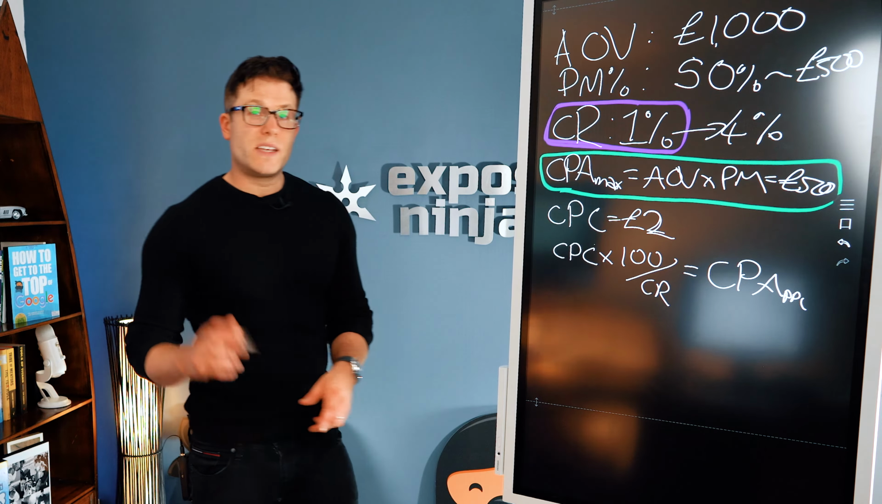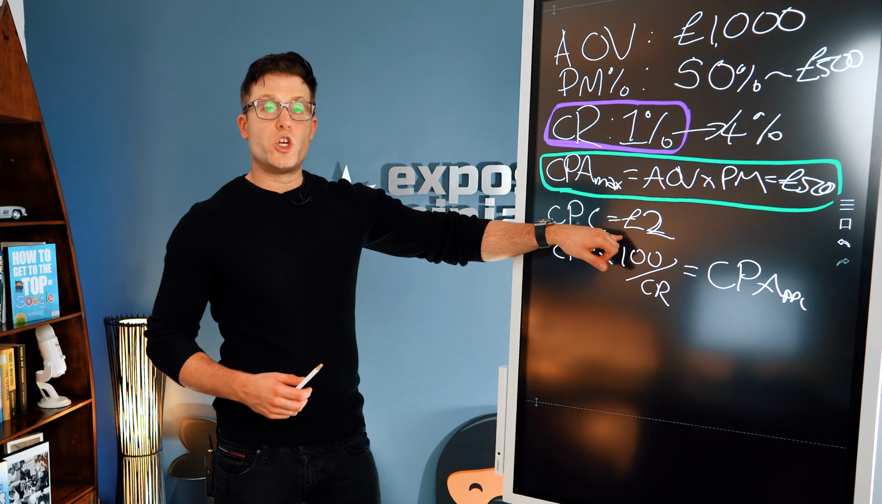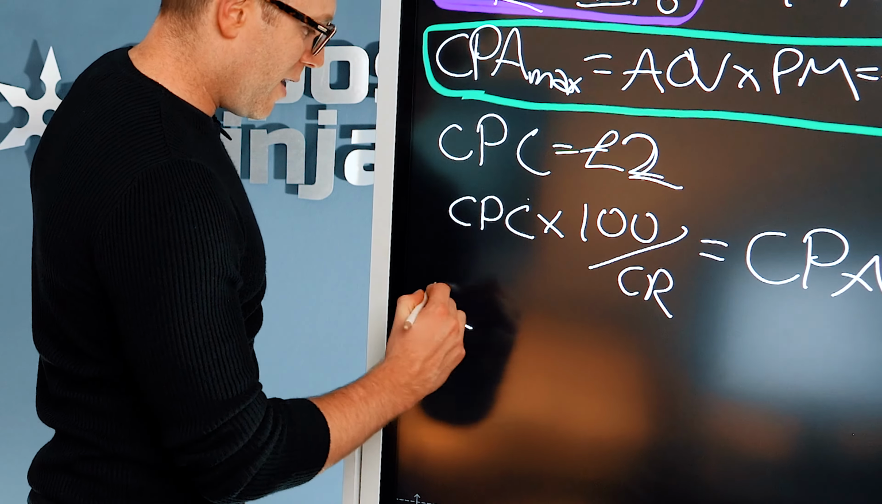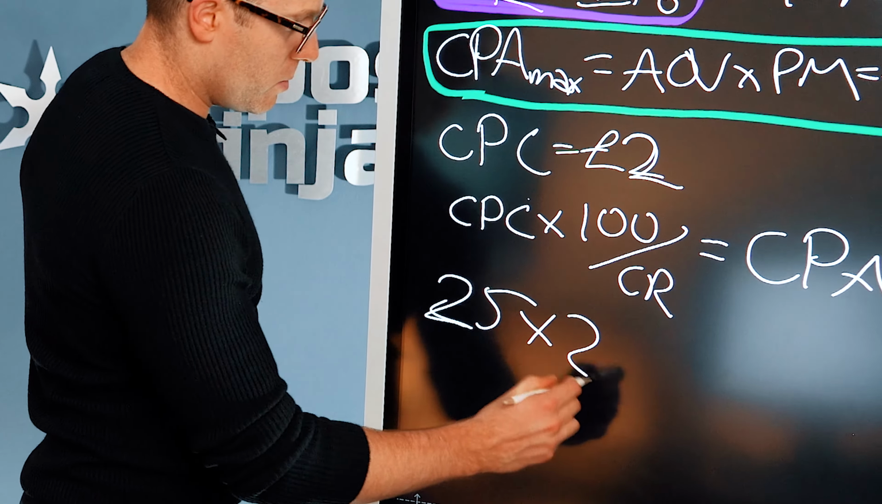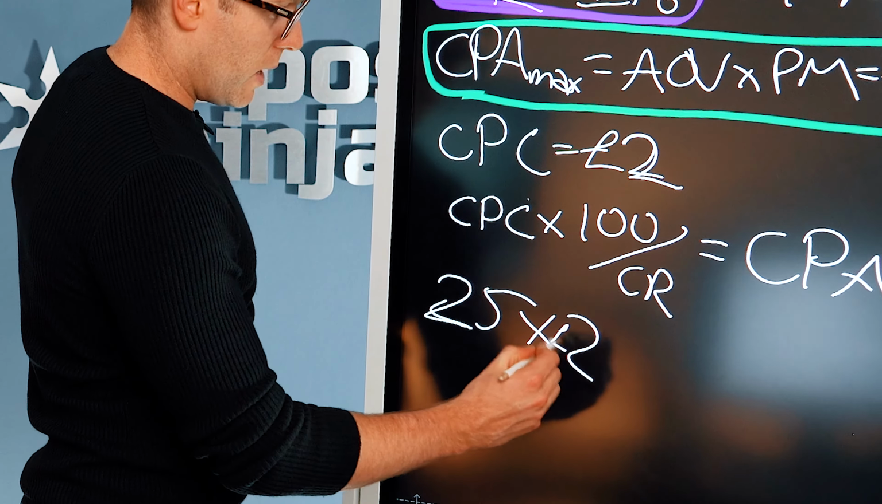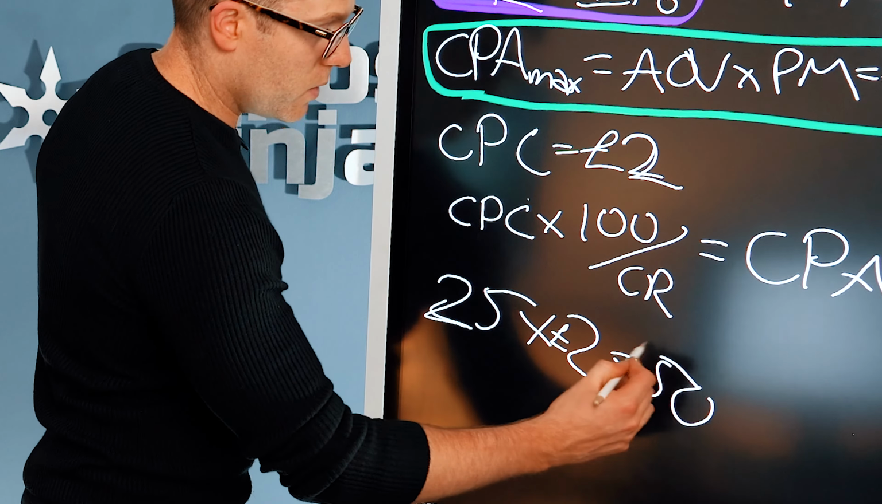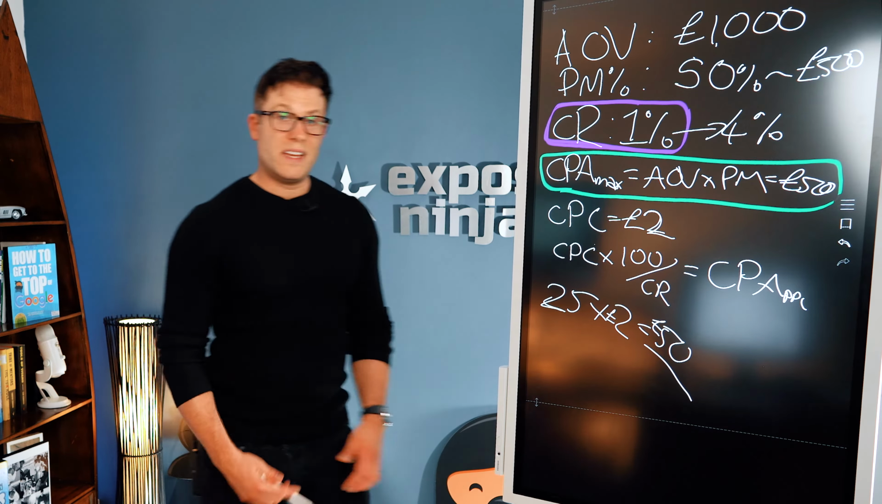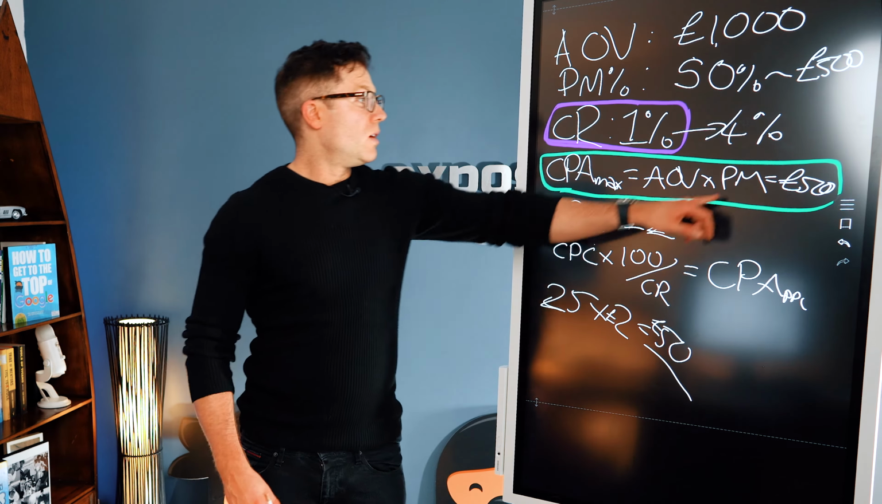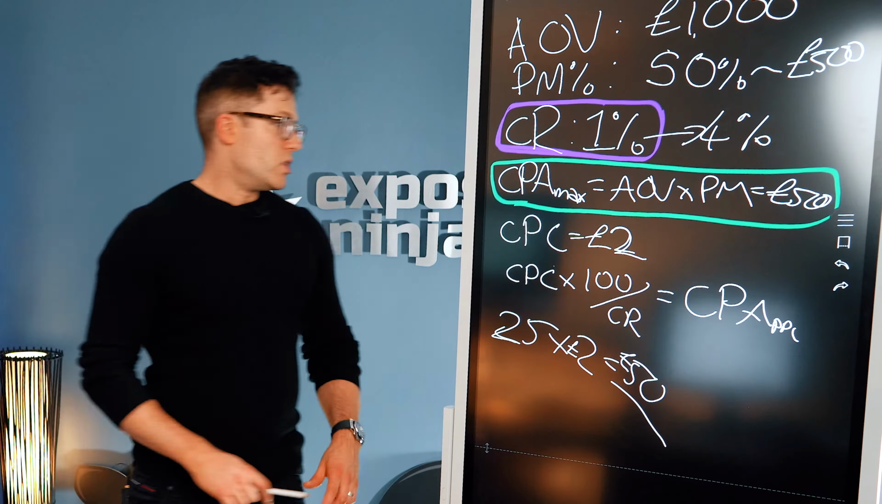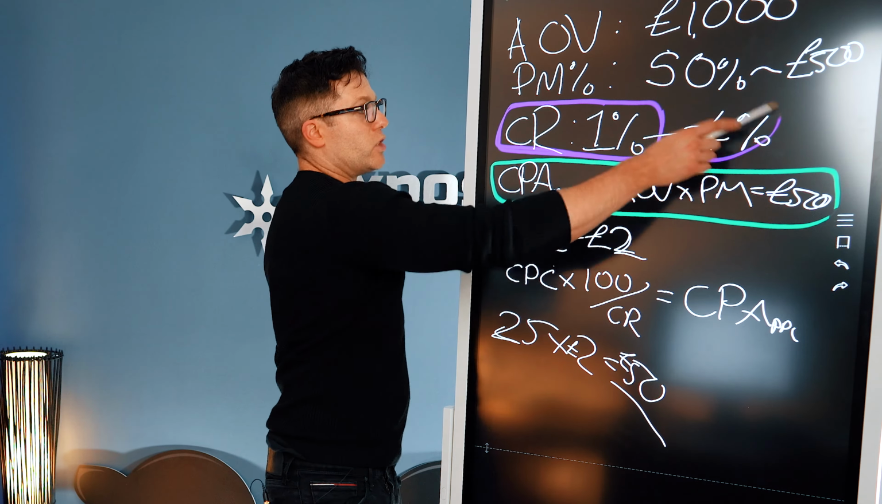Well, now we only need to get 25 visitors on the website to get each lead or sale. So if our cost per click is £2, we're spending 25 times £2, so that's £50 per lead. Well, we know that we're going to make £500 per lead, so that's good news, right? So you can see how improving this conversion rate transforms it.